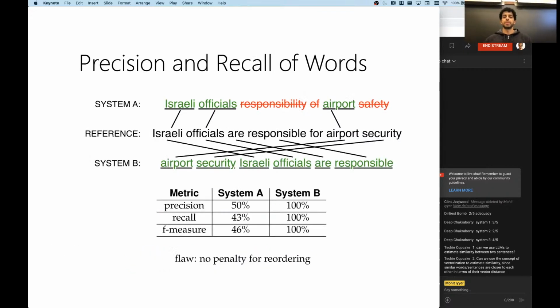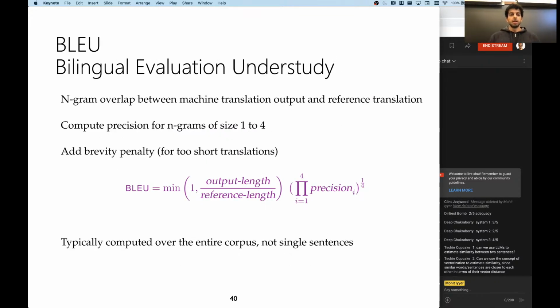Okay, so we talked about the ordering issue, right? Here, if system B output airport security, Israeli officials are responsible, just switching up the words in the sentence, it would get 100% precision and recall and F score, despite not being a good translation. So this brings us to the most commonly used metric for translation, even today, despite all of these issues that we've talked about, and it's called the BLEU score.